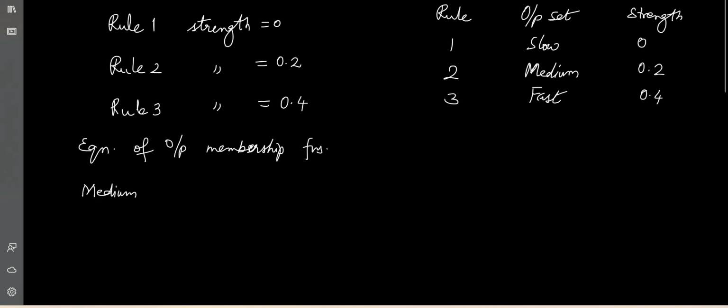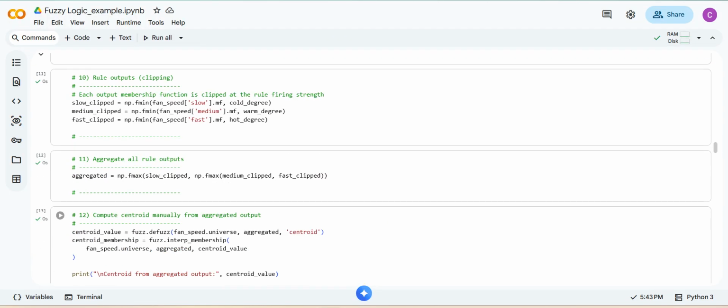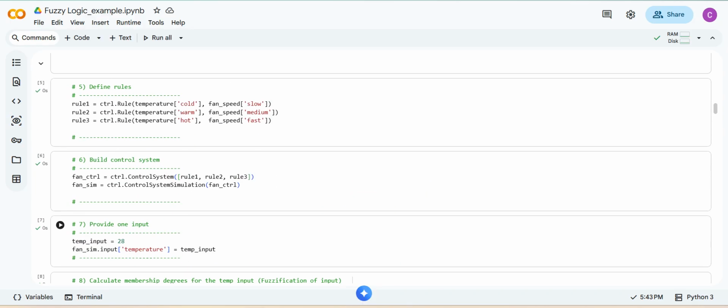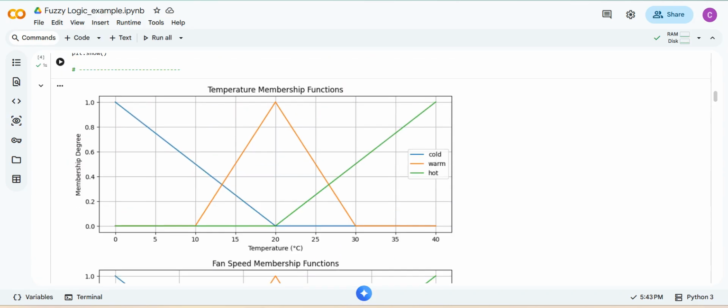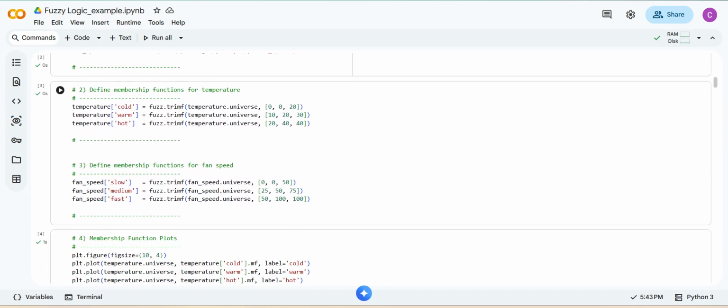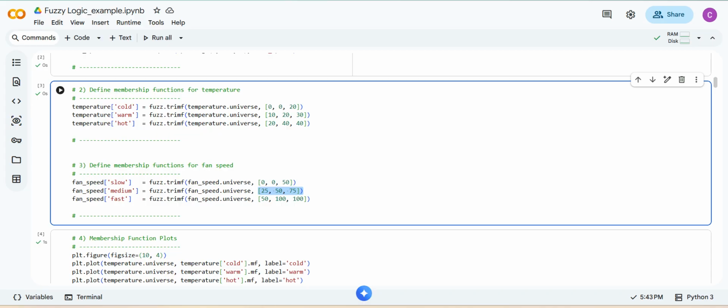Now, what were the limits for medium speed as per the question? If you see here, the original question, 25, 50, 75. Okay. And for fast, it is 50, 100, 100. These are the two categories we need to focus on.